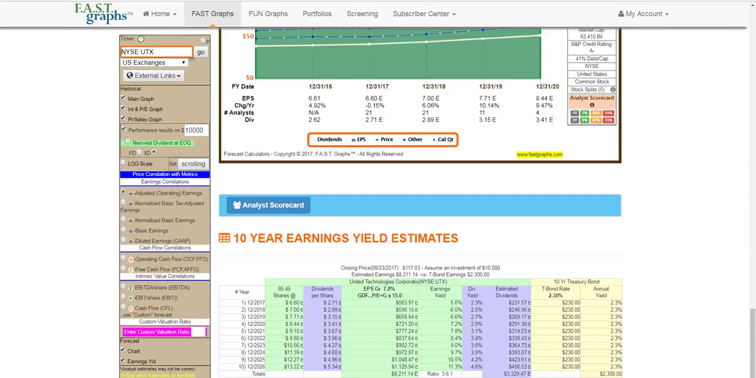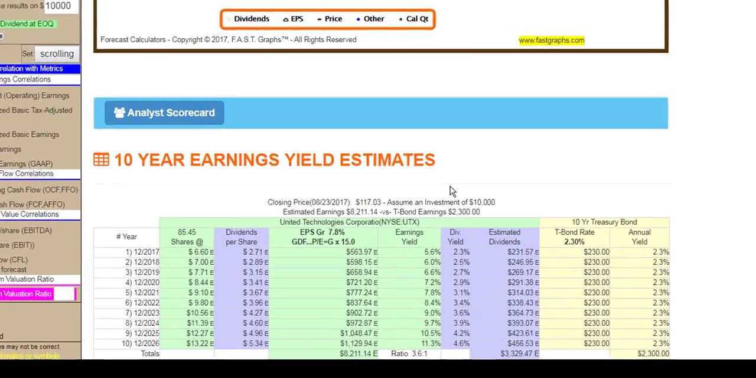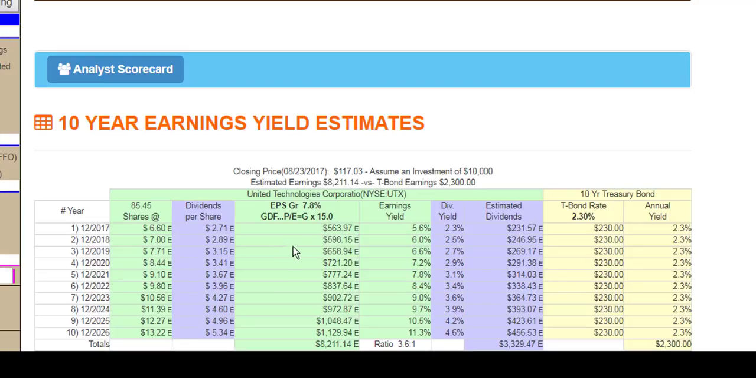The final graph in the primary Fast Graph section provides what we call the 10-year earnings yield estimates table. This simply provides a mathematical comparison of the company's current and expected earnings yield compared to an equal investment in a 10-year treasury bond. This provides an additional important evaluation calculation.